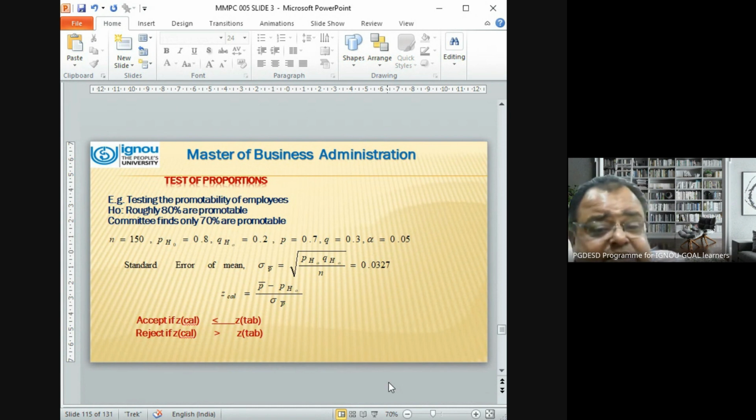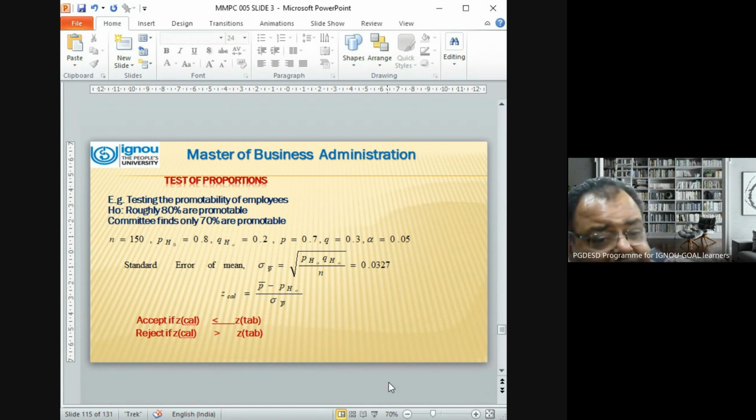Now this is testing the promotability of employees. H naught is roughly 80% are promotable. So what will the alternate be? They will not be promotable. That means the alternate is the remaining 20%. The committee finds only 70% are promotable. That means your P is 0.7 and your Q will become 0.3. So you have to use that formula.